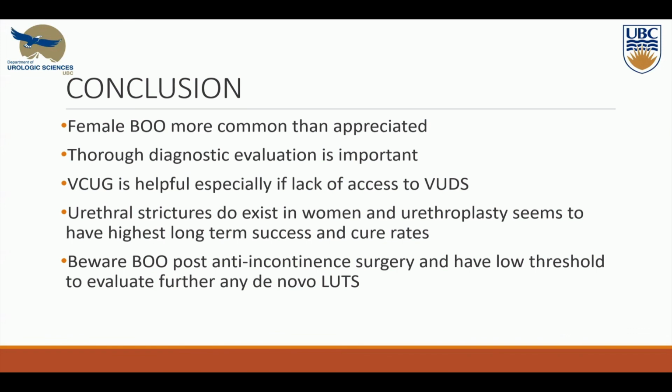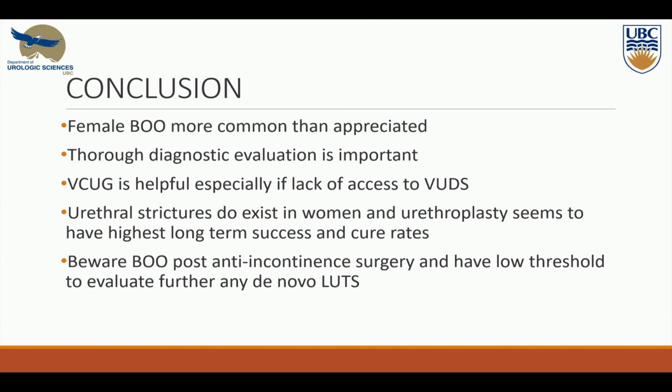So in conclusion, female bladder outlet obstruction is much more common than appreciated. And so you do have to have a low index of suspicion for patients that are presenting with voiding complaints. Thorough diagnostic evaluation is important for these patients. Voiding cystourethrogram can be helpful, even though we commonly think of it as something we do for male patients for stricture disease. It can be helpful in diagnosis, especially if we don't have access to video urodynamics.